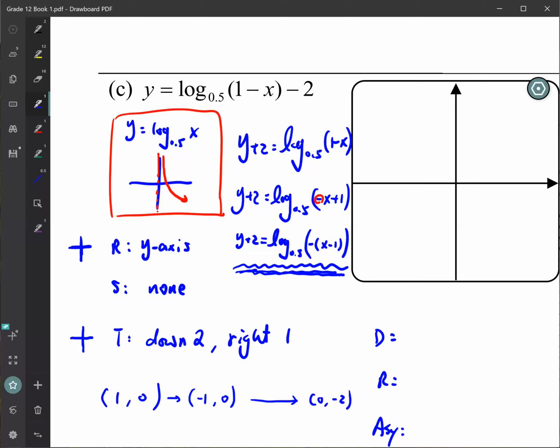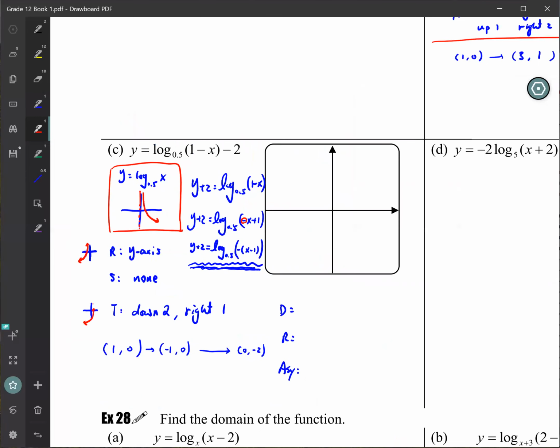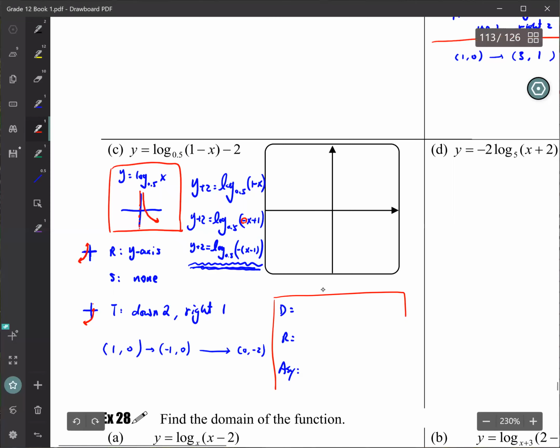Now let's look at the comic, okay? Reflect over y-axis, so it should look like this, right? And then moving it down and right, so something like that. Okay, so that should be your final graph. So please complete the graph and fill out the 3 things, okay? Domain, range, asymptote. Okay, so once again, raise your hand if you finish the whole thing, okay? Graphing, domain, range, asymptote.